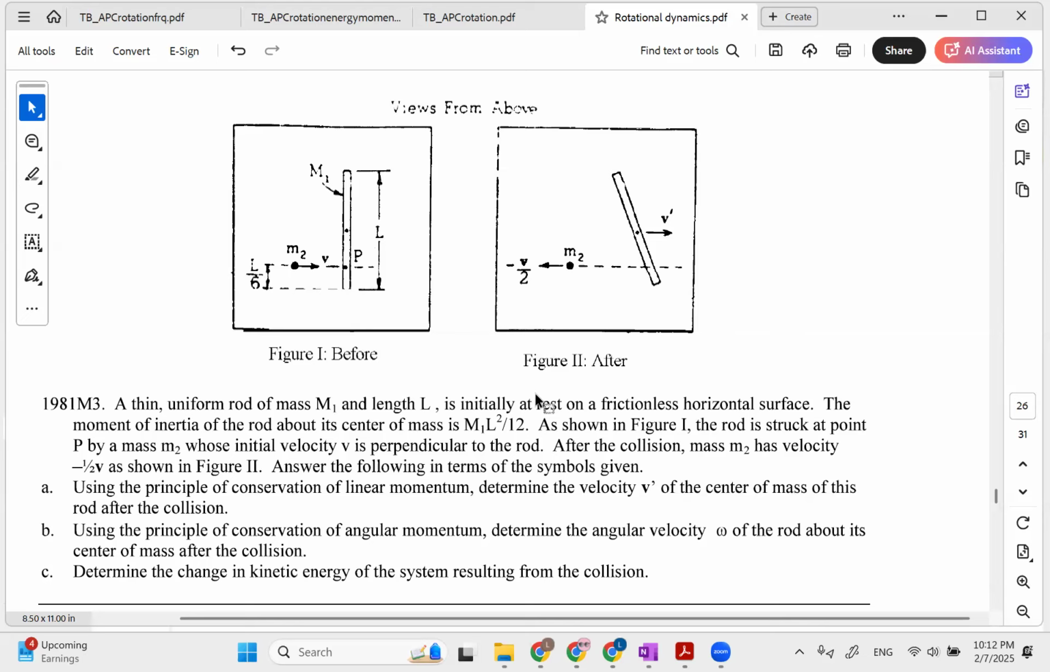Using the principle of conservation of linear momentum, determine the velocity v of the center of mass of this rod after the collision. Using the principle of conservation of angular momentum, determine the angular velocity omega of the rod about its center of mass after the collision. Determine the change in kinetic energy of the system resulting from the collision.